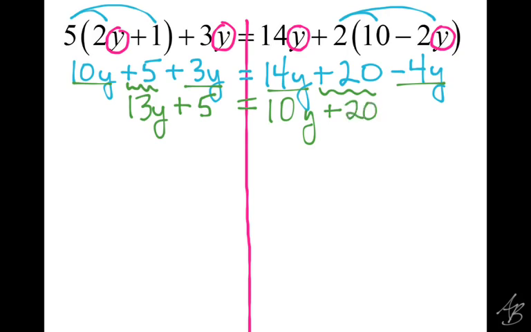All right, now we've simplified both sides. That's as much as I can simplify the left side. That's as much as I can simplify the right side. We still have y's on both sides, though, so what am I going to have to do next? Subtract the 10y. So we're trying to get rid of one of them. We'll get rid of the smaller one. So we're going to subtract 10y from both sides.